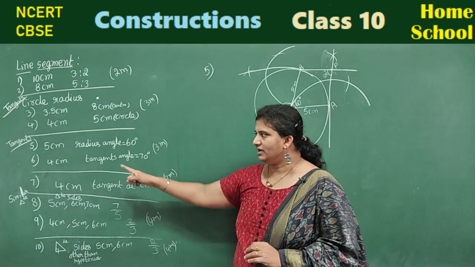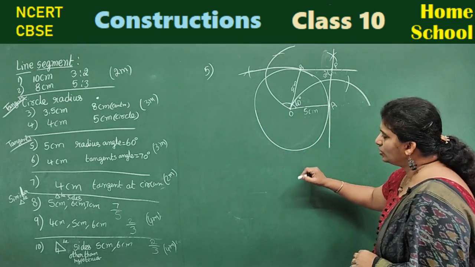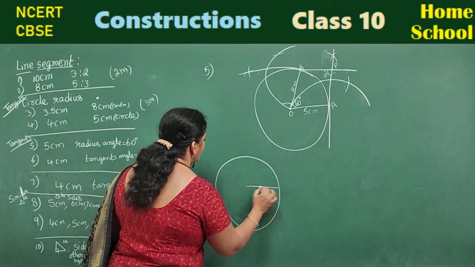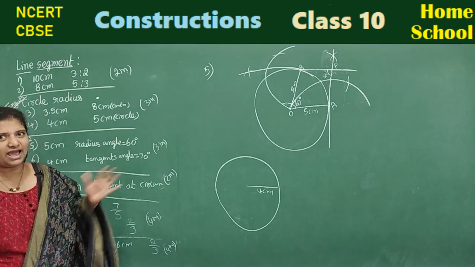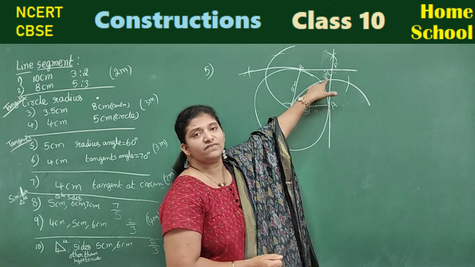Look here carefully. The circle radius is 4 centimeters. What are you going to do? You draw a circle of radius 4 centimeters. And now the angle between the tangents is 70. See here, this angle is given for you.